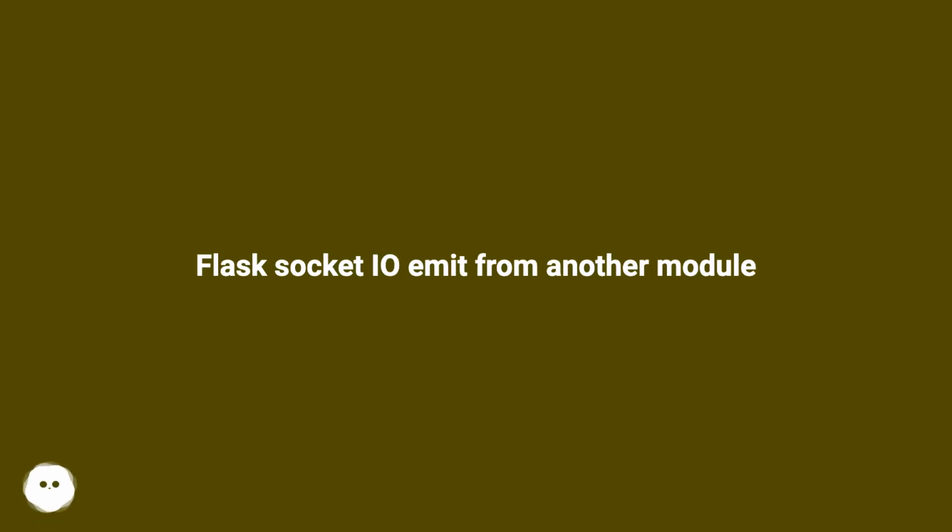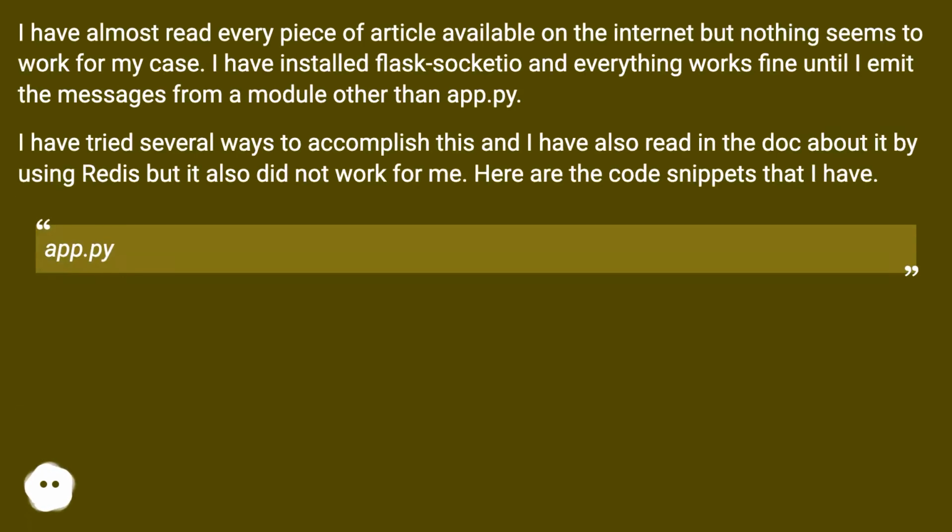flask-socketio emit from another module. I have almost read every piece of article available on the internet, but nothing seems to work for my case. I have installed flask-socketio, and everything works fine until I emit the messages from a module other than app.py.